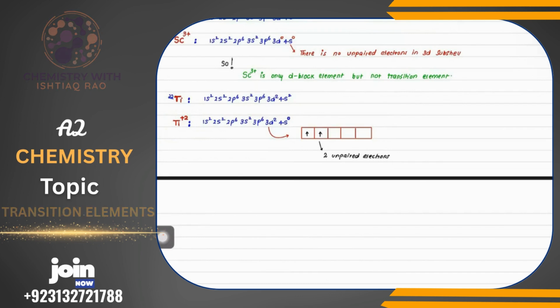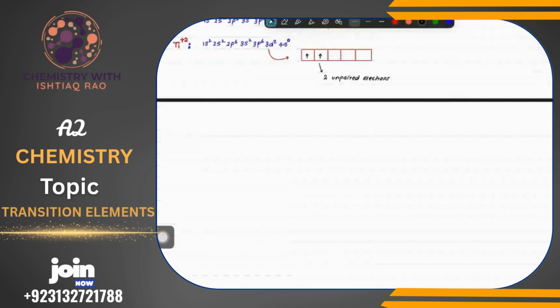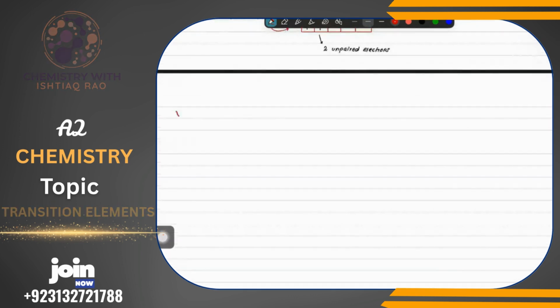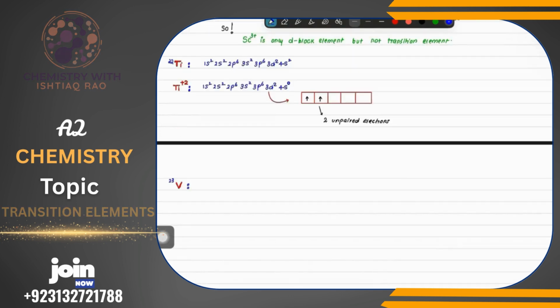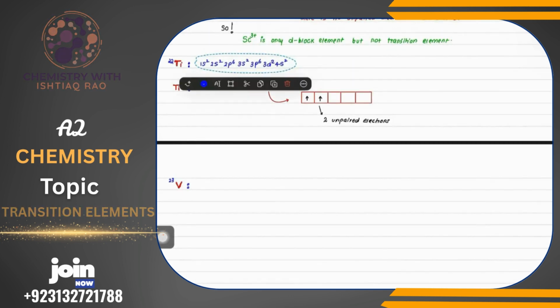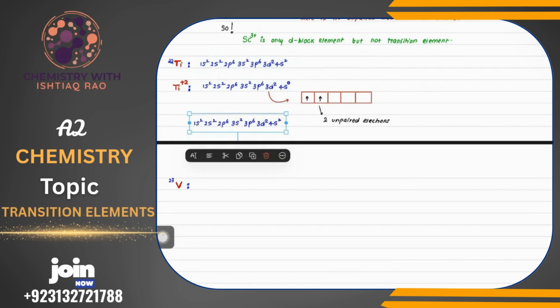Hopefully you're understanding this. Then we have scandium, titanium, then we have vanadium. What's the proton number for vanadium? It's 23. It's going to be the same.